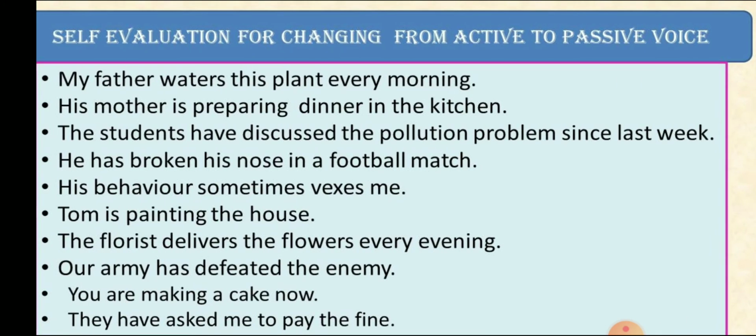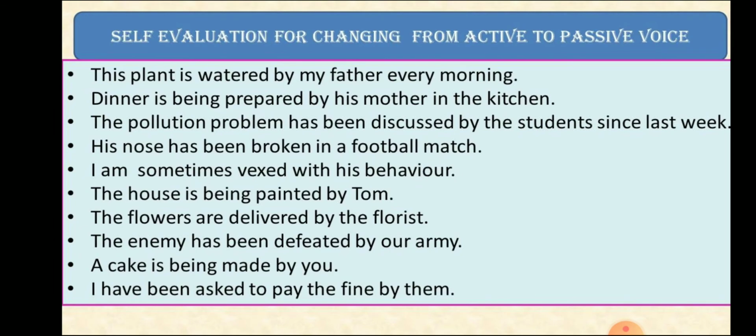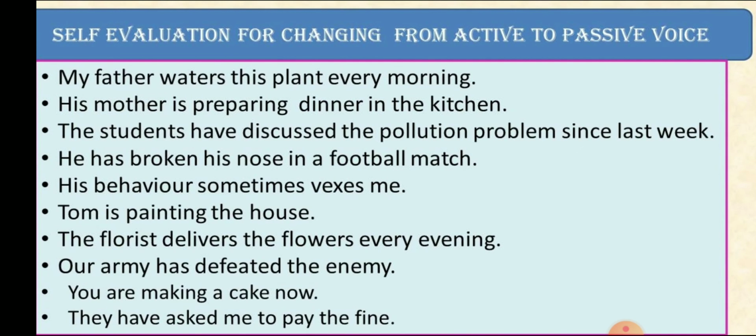His mother is preparing dinner in the kitchen. So his mother is the subject, dinner the object. Dinner is being prepared by his mother in the kitchen. So it is in present continuous tense. That is, we have to use is plus being plus past participle form in the passive voice.